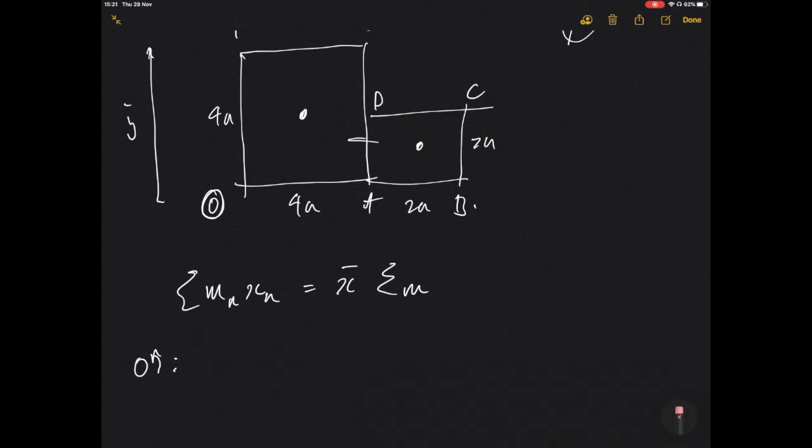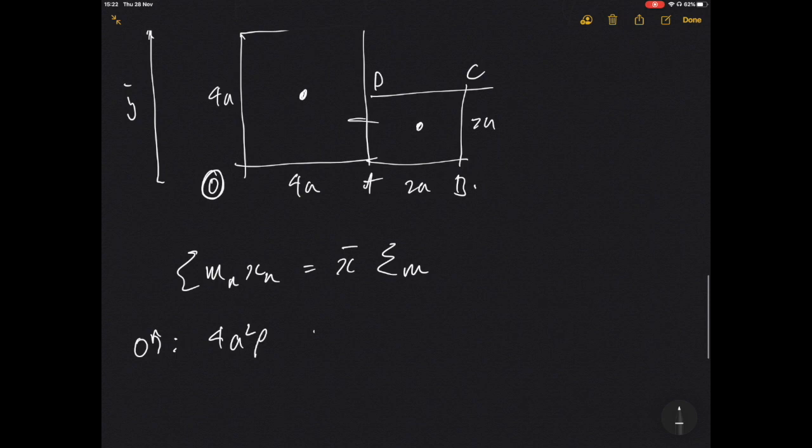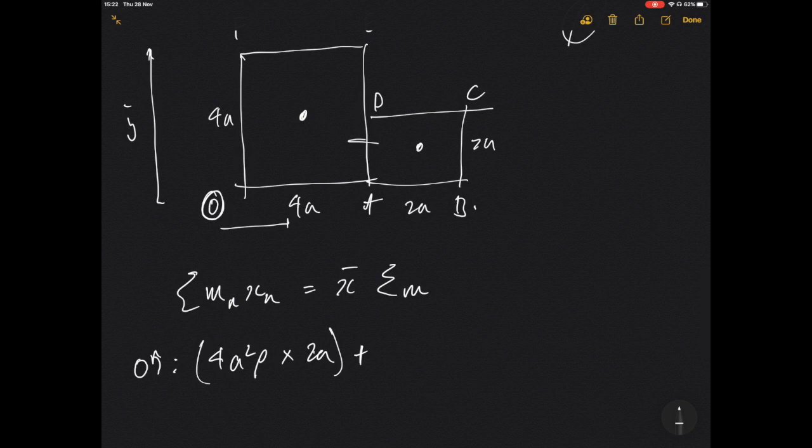So we can see that our total mass would actually be 4a times 4a, which would be 4a squared, multiplied by our density. And we also want to multiply that by our distance from here to here, which is 2a. I was getting excited then. And we want to add our second one on, which is 2a and 2a. So that would be 2a squared rho. Okay. And that's all squared.